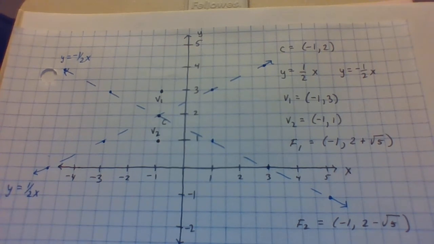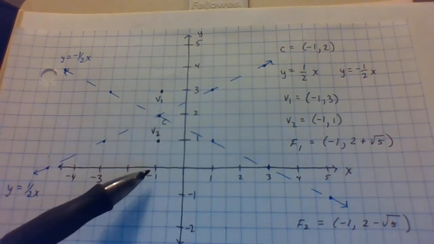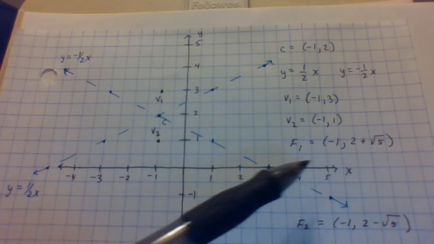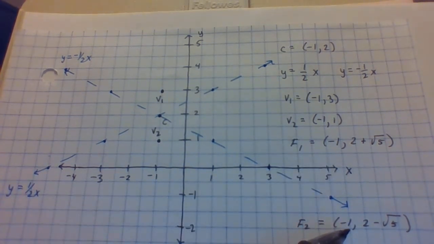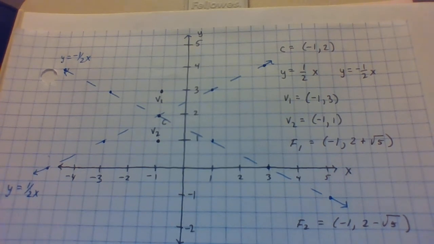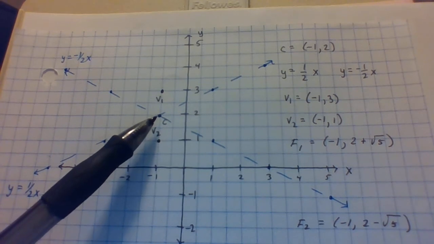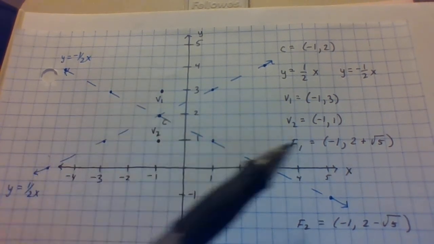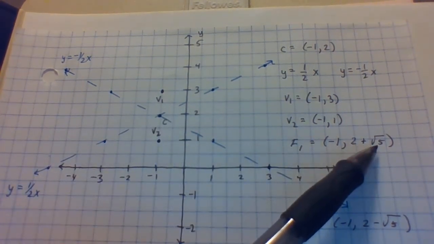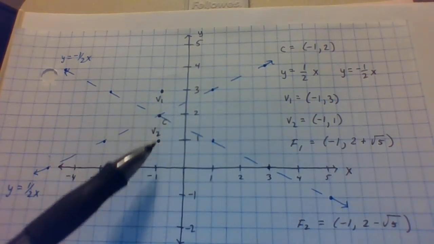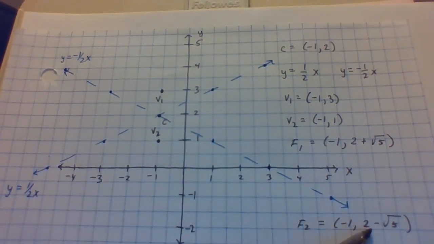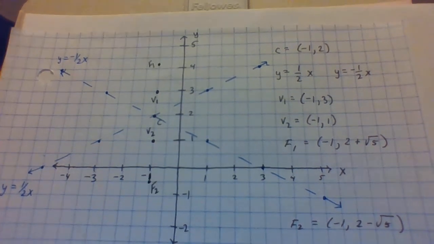And now I'm going to go plot my foci. Remember that your c value was radical 5. So from my center, my x value here is not going to change. It's going to stay at negative 1 for both of my foci. And then my y values started here at 2 for my center, so I need to go up radical 5 units, so 2 plus radical 5. And then I also need to come down radical 5 units, so 2 minus radical 5.